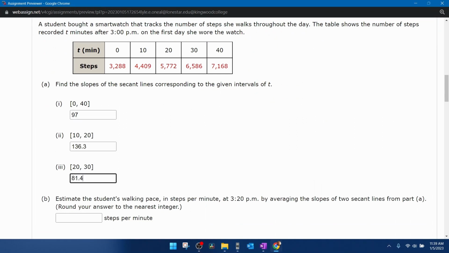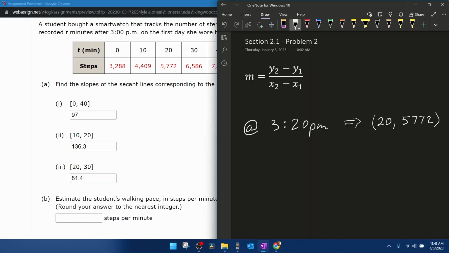Next, for part B, they want us to estimate the student's walking pace in steps per minute at 3:20 p.m. by averaging the slopes of two secant lines from part A. Now we have to decide which two need to be averaged in order to get the estimate of her walking pace at 3:20. What we want are the ordered pairs that go from 10 to 20. That'll give us the slope of the secant line, the rate in steps per minute immediately before 3:20.